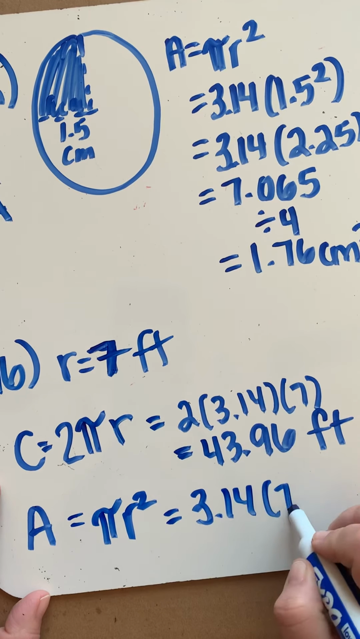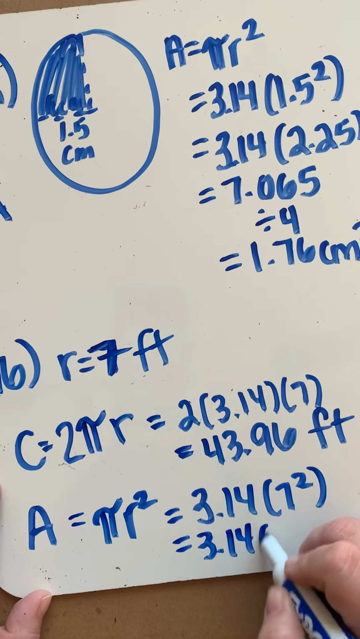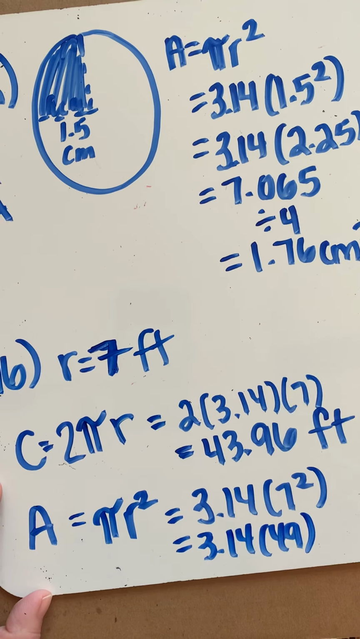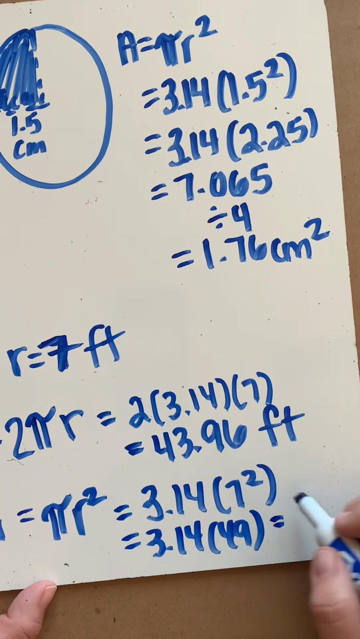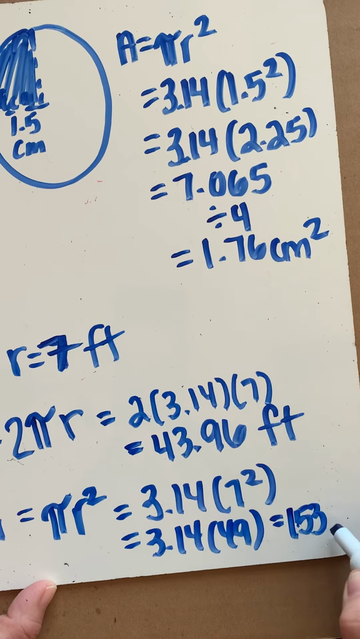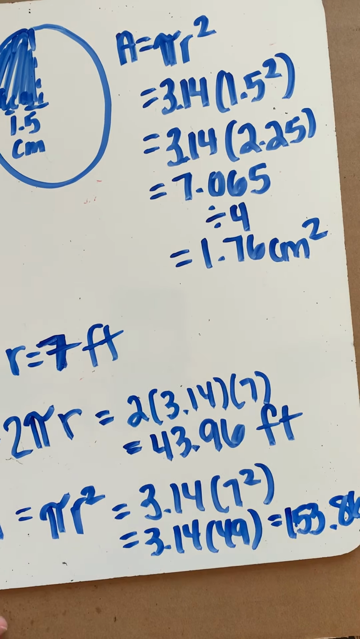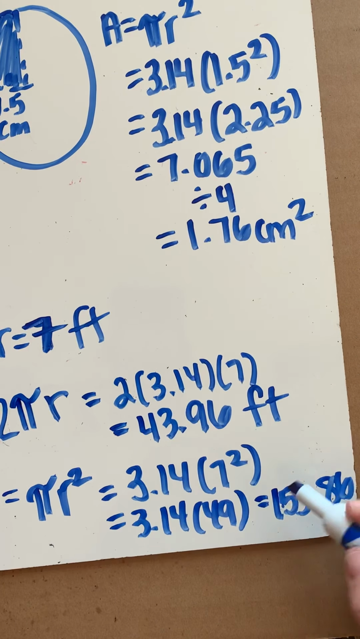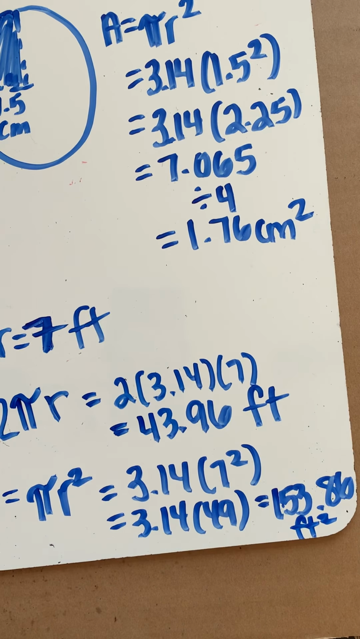3.14 times 7 squared. 7 squared is 49. When you multiply those two together, you get 153.86, and I'm running out of room. I'm sorry, guys. 153.86 feet squared. Okay, so like I said, a lot of you got these right.